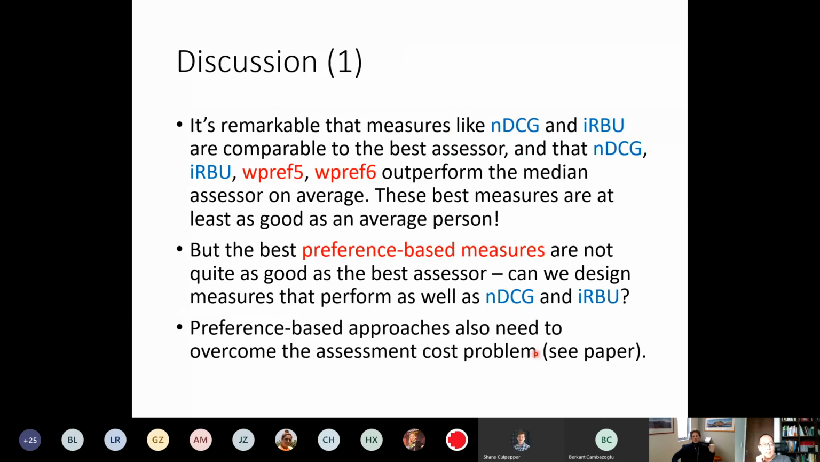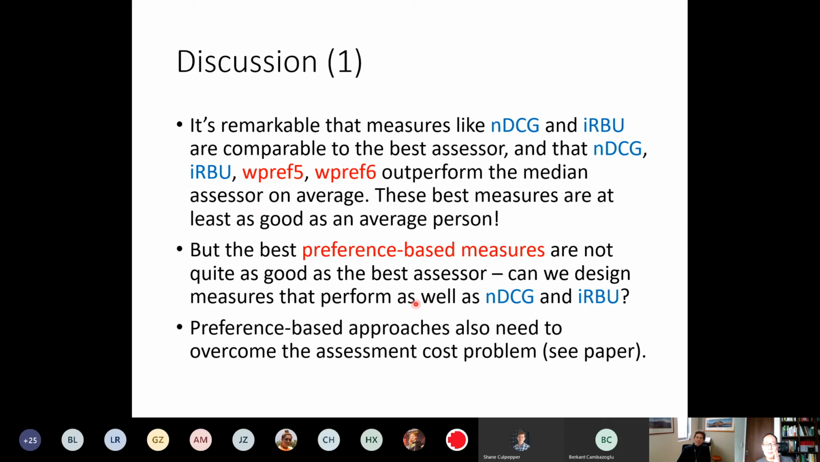Okay, basically that's it. But I will add a few observations. I thought evaluation measures are just surrogates and very poor surrogates of users' judgments. But it looks like when it comes to saying whether SERP 1 is better than SERP 2, the best measures are actually doing a great job, right? And for example, these measures, even the preference-based measures, outperform the median assessor on average.